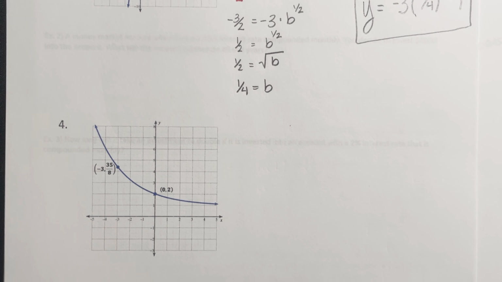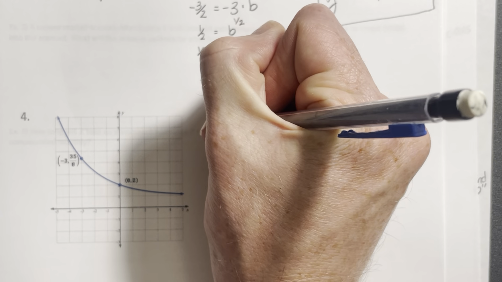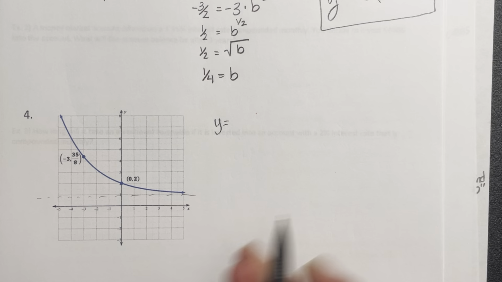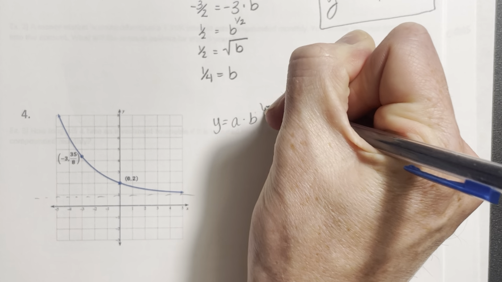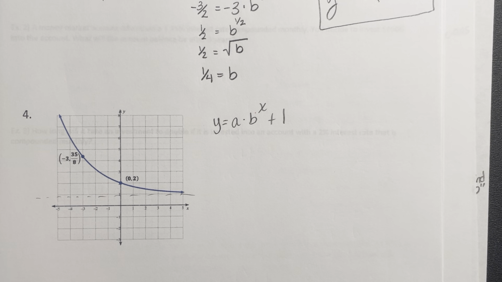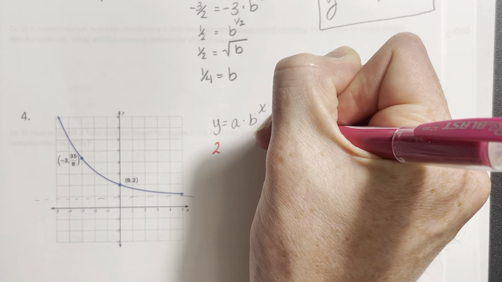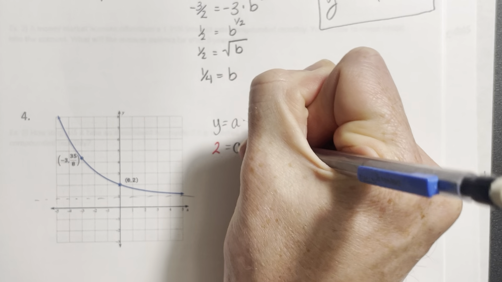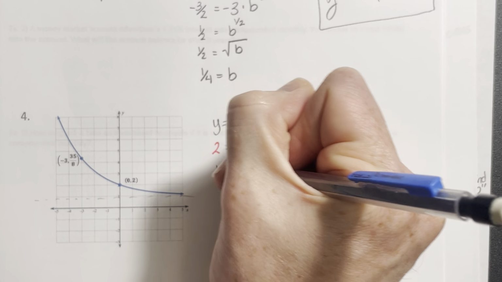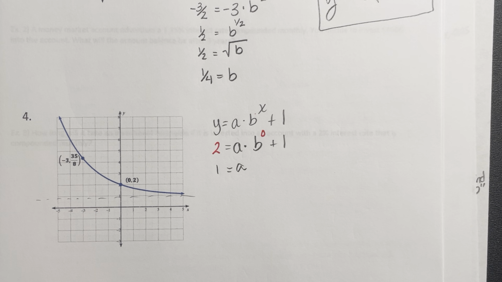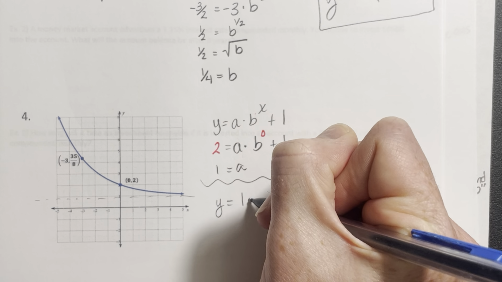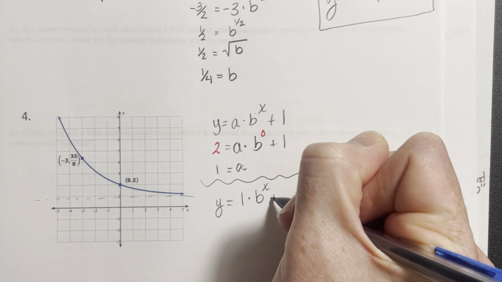And then if you've already done number 4, we have a horizontal asymptote, again at positive 1 here. So y equals a times b to the x power plus 1. I'm going to plug in my y-intercept, so (0, 2). When x is 0, y is 2. We would subtract 1 and get a is equal to 1. Then that would say y equals 1 times b to the x power plus 1.